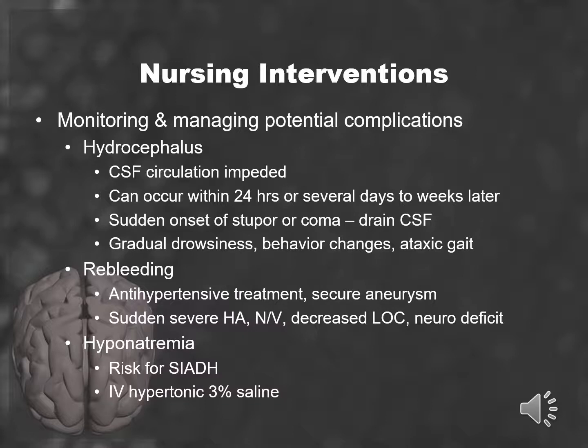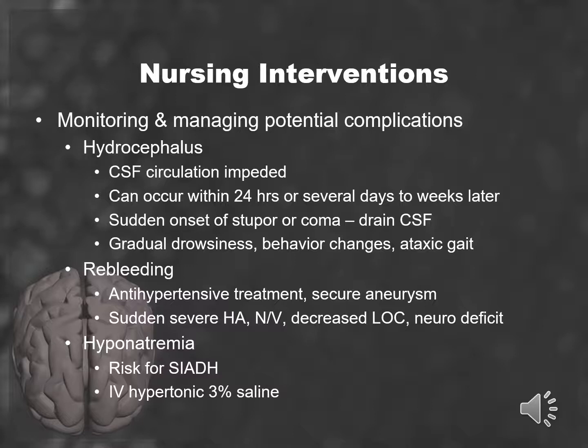Another potential complication for a patient who's had a hemorrhagic stroke is hydrocephalus. The bleeding within the brain impairs how well the cerebrospinal fluid is able to circulate, so it builds up and causes an increase in fluid in the brain. This can occur within 24 hours to potentially weeks after the initial stroke.